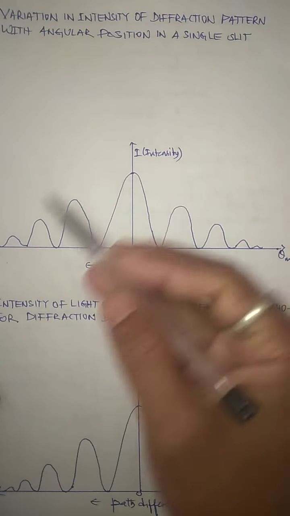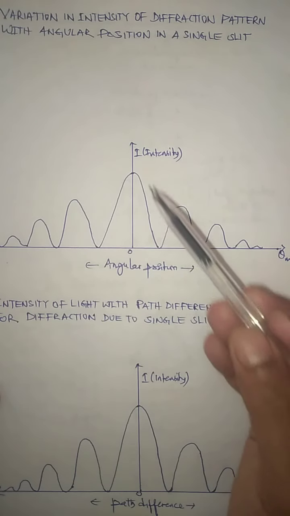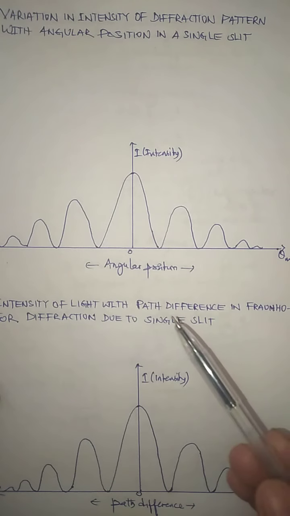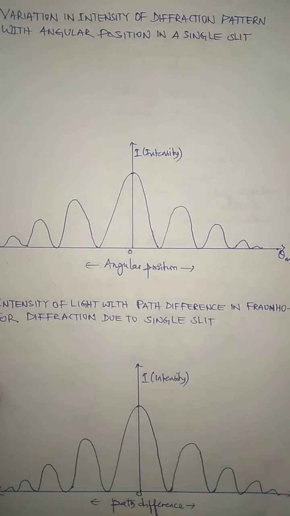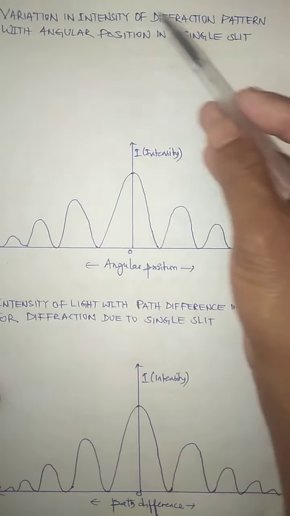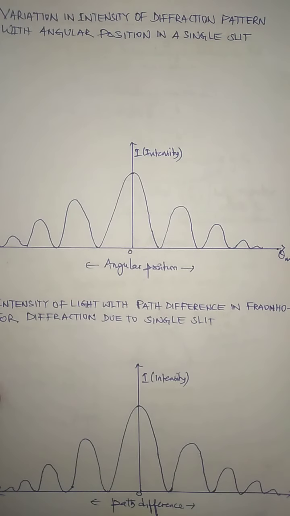This topic is important for your examination also. In this case we plot a graph of intensity versus angular position, or angle of diffraction, produced by all the secondary maxima and minima. This graph is called intensity of diffraction pattern with angular position in a single slit.